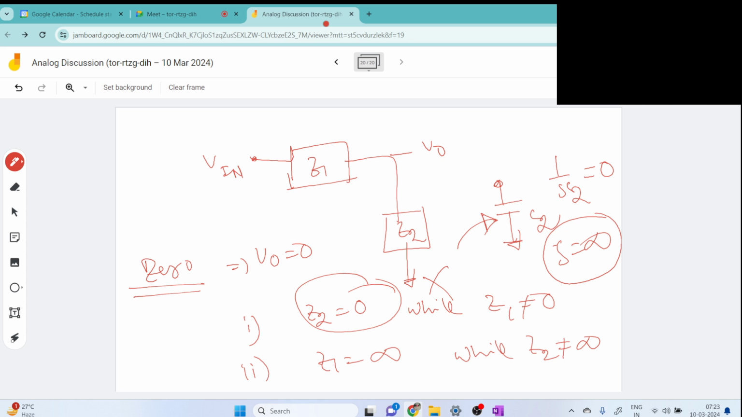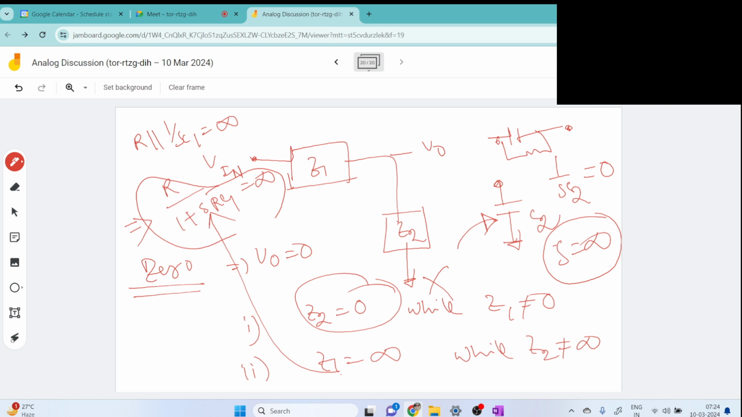Now do this other case. Z1 is nothing but the parallel combination of R and C. We have to make this infinite. So this will be nothing but 1 by 1 plus s R C1. So this will be infinite when the denominator is 0. Are you following?